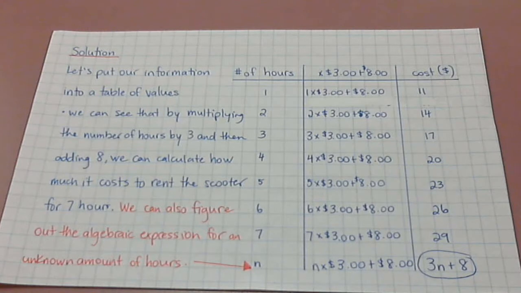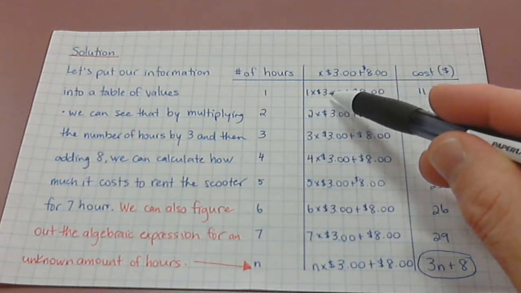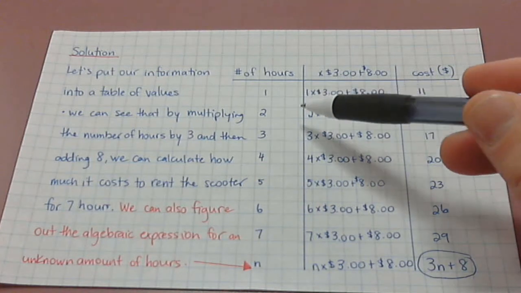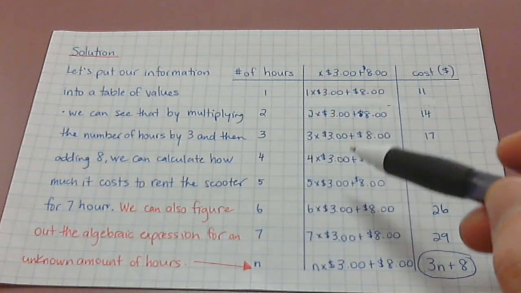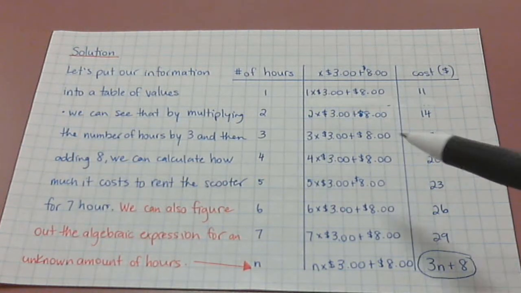Okay, so what we have here is how much it costs. If you rent it for 1 hour, you multiply that by 3 and then add 8, which means that 1 hour costs $11. And I've worked through all the different numbers of hours so that when you get down to 7 hours, we know it's going to cost us $29.